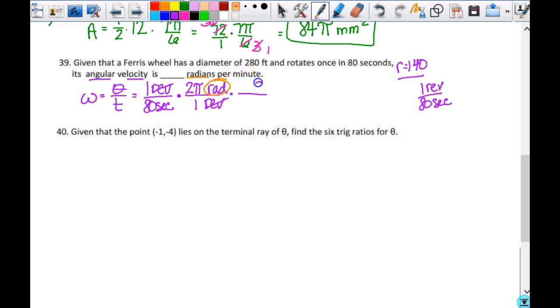If this is in seconds, I need my seconds to cancel out, and I can convert from seconds to minutes. I know that for every 1 minute, there are 60 seconds. Okay, so then I have my minutes taken care of. Now I have it in radians per minute because all the other units are canceled out, and then I can just reduce before I actually multiply. Let's start with the 60 and the 80 because I can divide them both by 10 and knock out the zeros.